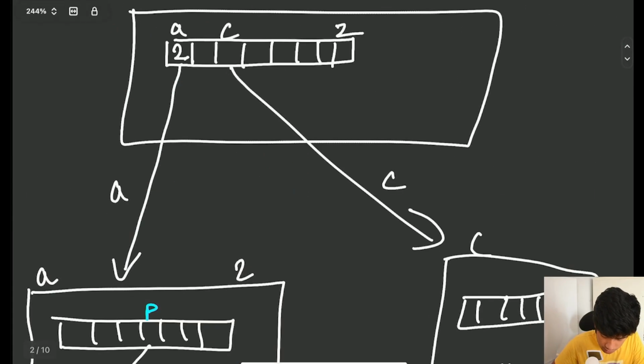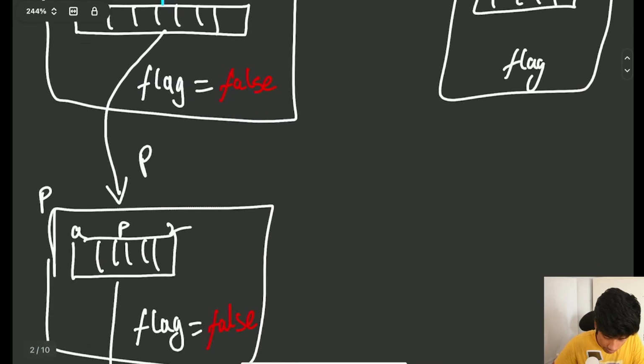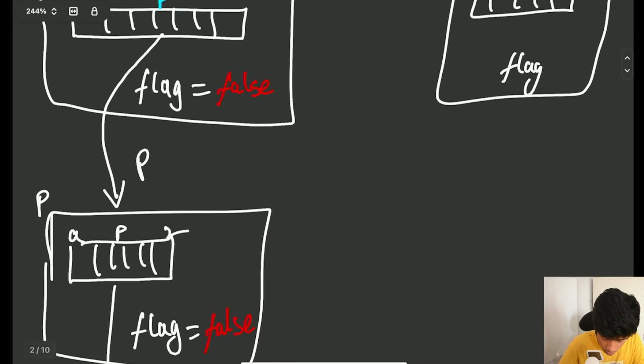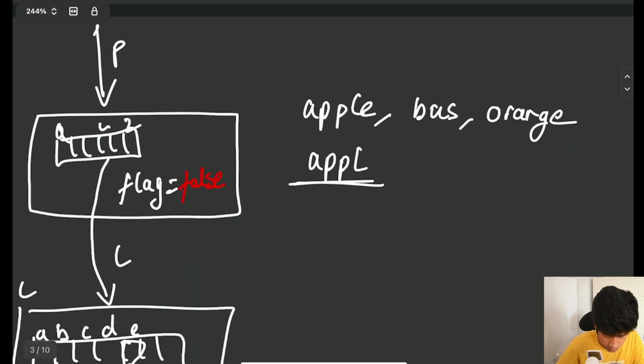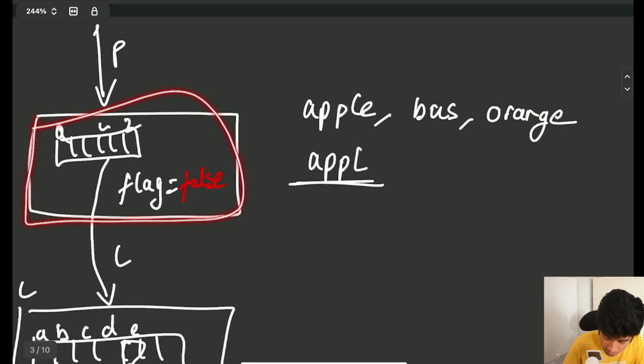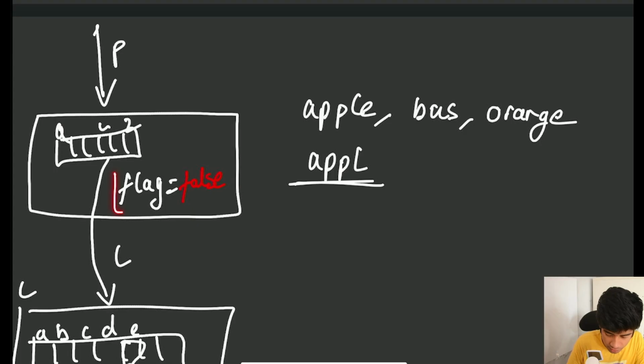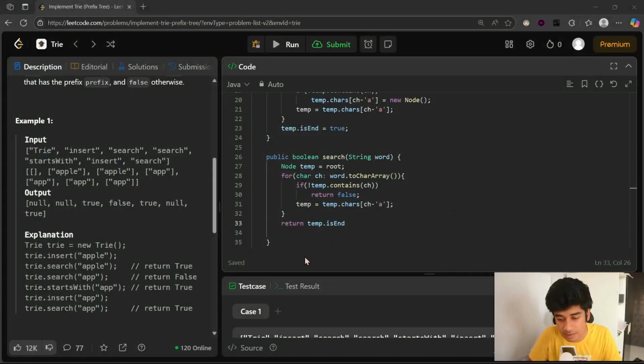Now, in the case of APP, when I'm searching for APP, I'll first go to A. A exists. Since A is there in the root, I'll go to A. And then since P is there in the node A, I'll go to node P. Again in node P, I'll search for P. And a reference to node P is there. I'll come here. Now, I've traversed the whole word app. Now I'll check whether my flag is true or false. Since my flag is false, I'll return false. So hence, in this case, I'm directly returning whatever the is end flag at that node is.